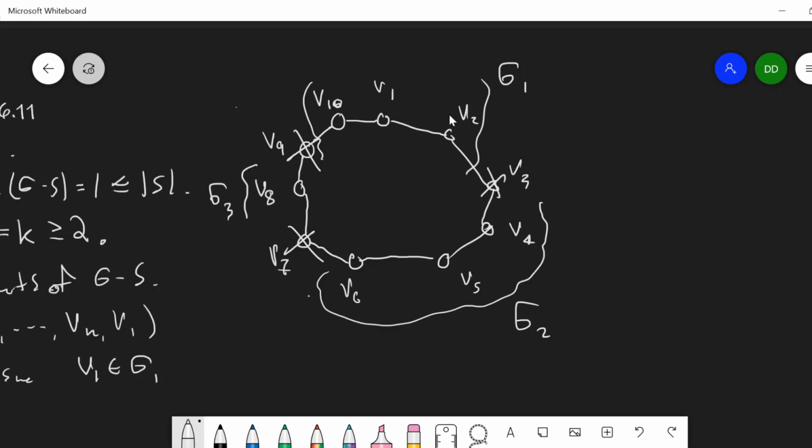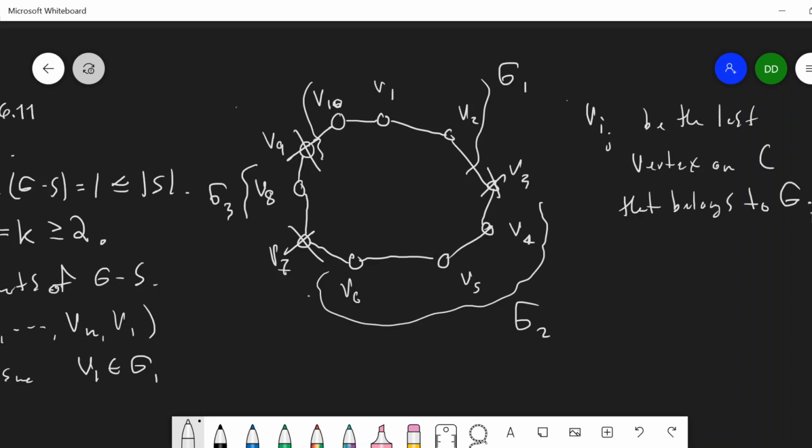So the idea is I make a subsequence of the cycle. And so I'm going to let V sub i_j be the last vertex on C that belongs to G_j. And I'm going to do that in general, but for this example, what does that look like? This means that V sub i_1 is the last vertex of the cycle that is in G sub 1. That would be V2. So I_1, that index, that looks like a J, sorry, maybe that's confusing. Let me do it just with a colon. I_1 is 2.